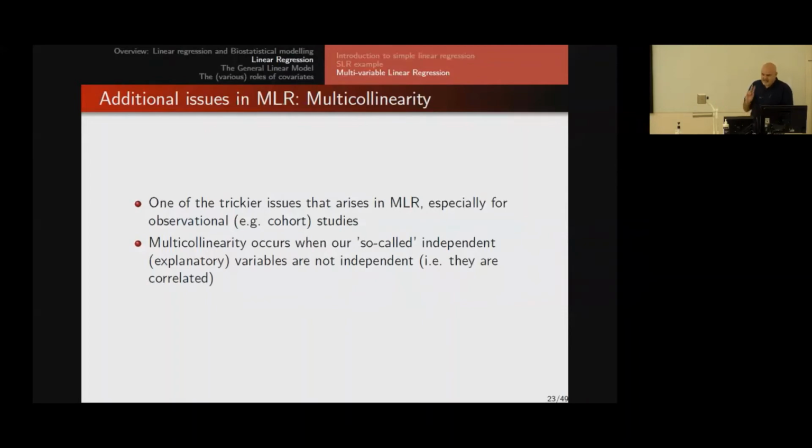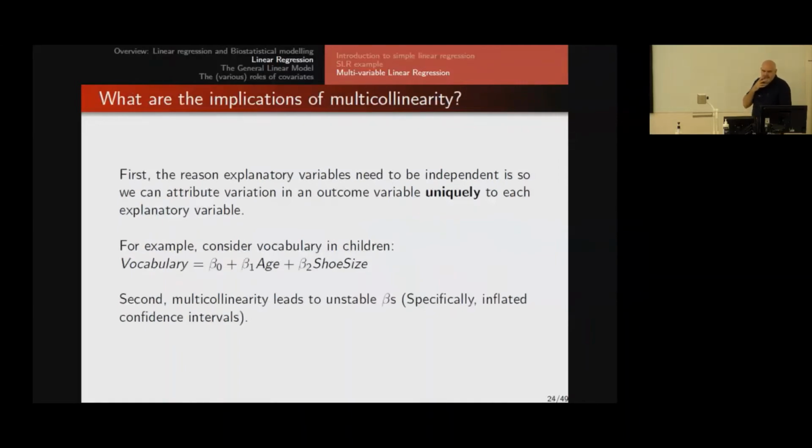Why is this important? There's a couple of reasons, okay? The first is when we say age has this effect on systolic blood pressure, we want to mean it, okay? We want to actually mean it. Now, here's a very simple textbook example of where we might have a problem, okay? The vocabulary in children, how many words they have in their language, is highly associated with shoe size, how big their shoes are. Do you think shoe size is important? No, it's a surrogate measure for age in children.